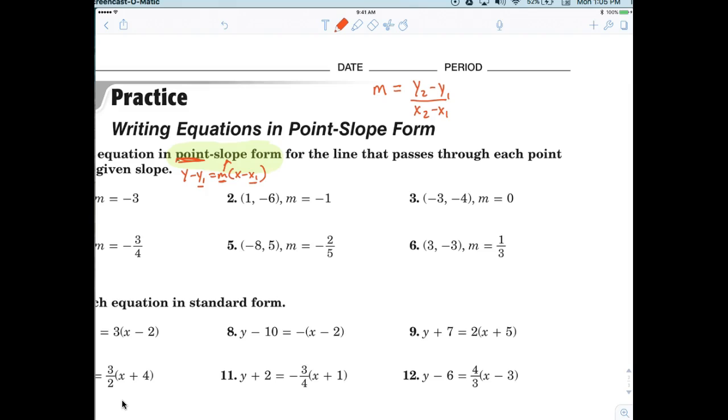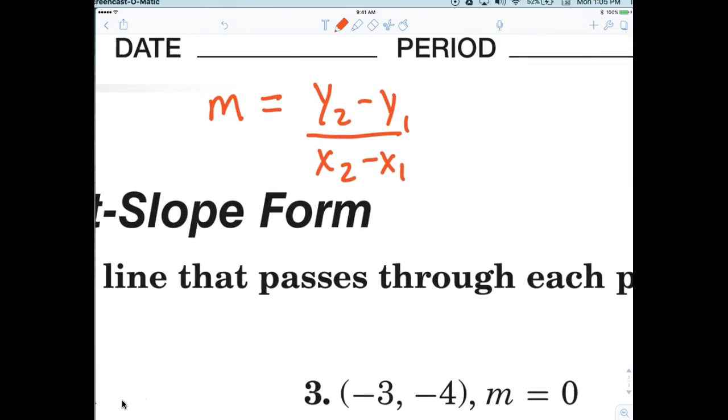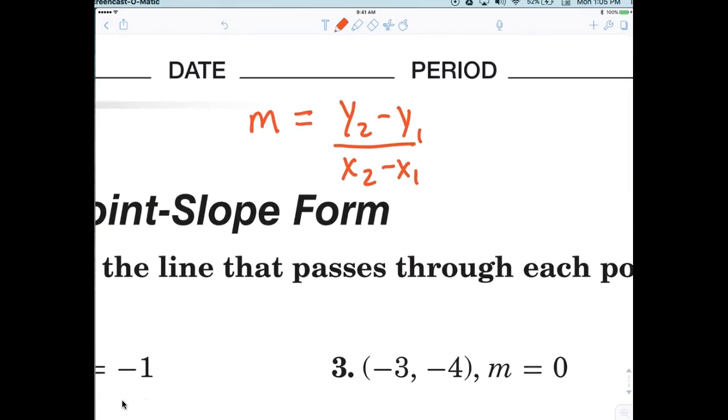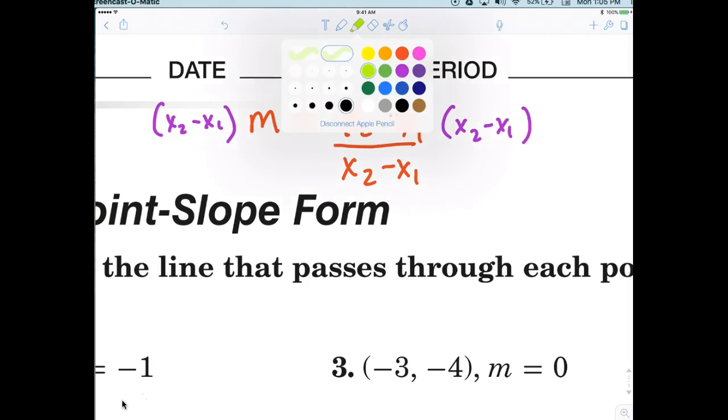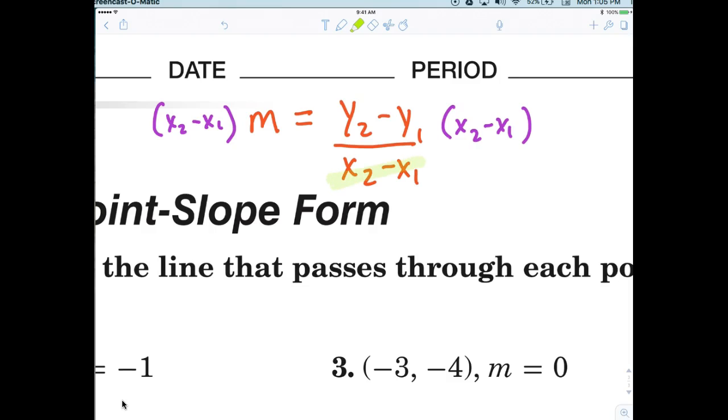All right? So this is the equation for slope. Do you agree? Yes. Now watch. All I'm going to do now is multiply both sides of the equation by x2 minus x1. Multiply this side by x2 minus x1. So what happens to the right side? Well, it's not that it disappears. It divided out. So we say x2 minus x1 divided by x2 minus x1 cancels.